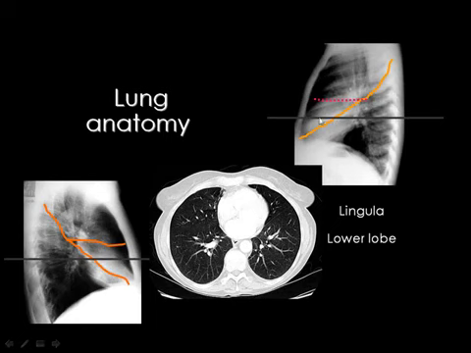On the left side, part of the section is the lingula, which is part of the upper lobe, and the rest of the section is the lower lobe. The lingula and the middle lobe is about 1/3 of the thoracic diameter.